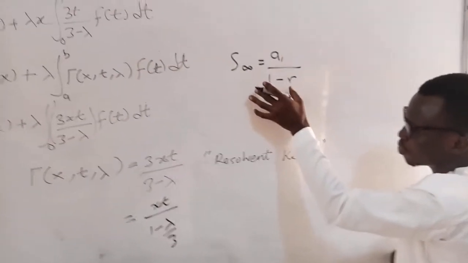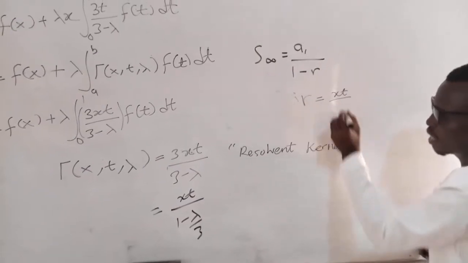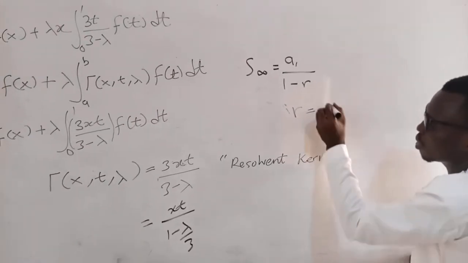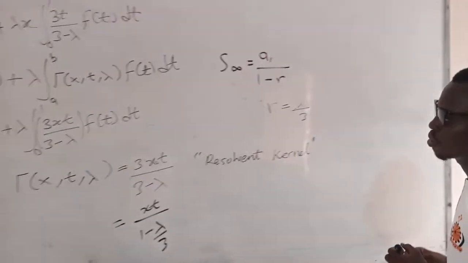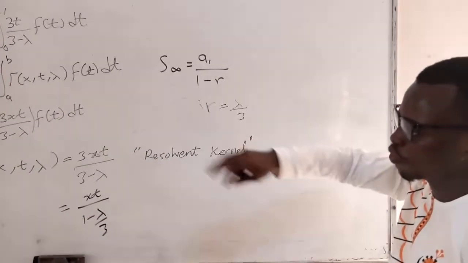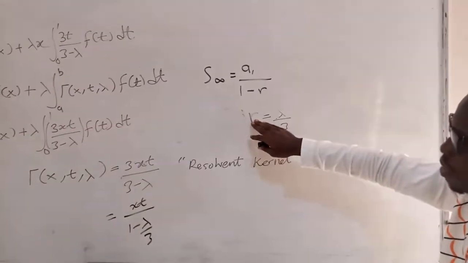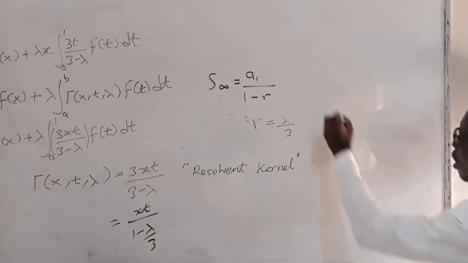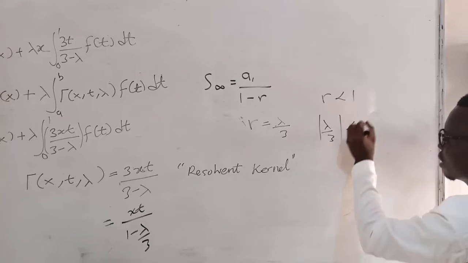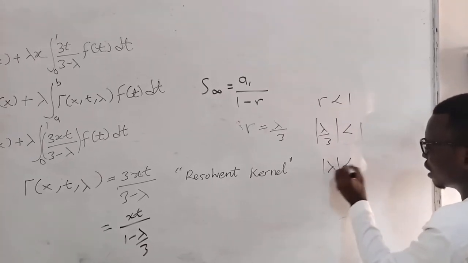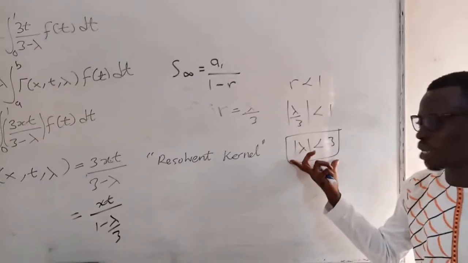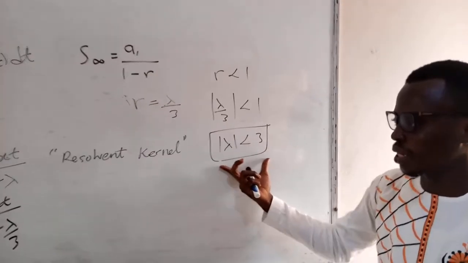So if you compare this and this, you can easily see that your R, the ratio of the progression, becomes lambda divided by 3. This is the ratio of the progression. Now let's find the radius of convergence. For convergence, the ratio should be less than 1. So R is less than 1, so the absolute value of lambda divided by 3 should be less than 1. So the absolute value of lambda should be less than 3. This is the radius of convergence as we saw in the previous method using the kernel.